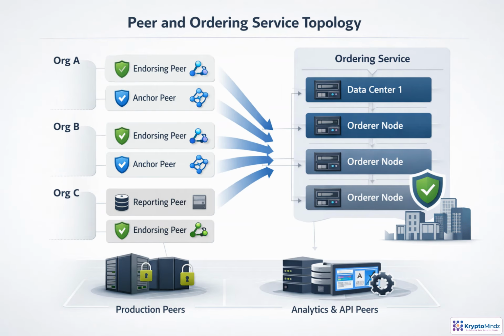In this topology, peers provide the business-facing capacity, while the ordering service provides shared sequencing. Organizations that create or validate important transactions run endorsing peers, and anchor peers keep cross-organization gossip connected. Once transactions are endorsed, they move to multiple orderer nodes, forming a highly available ordering layer across failure domains. Blocks are then distributed back to peers for commit. Separating production peers from reporting or API-heavy peers helps protect transaction performance from query and integration load.